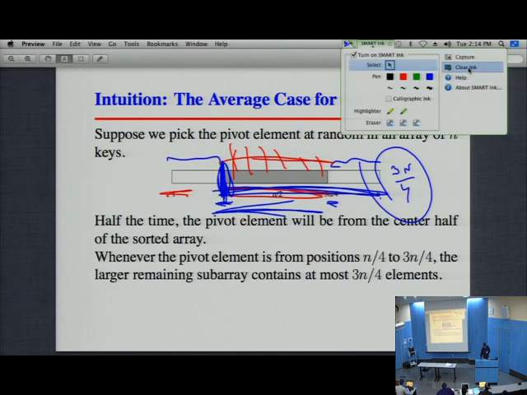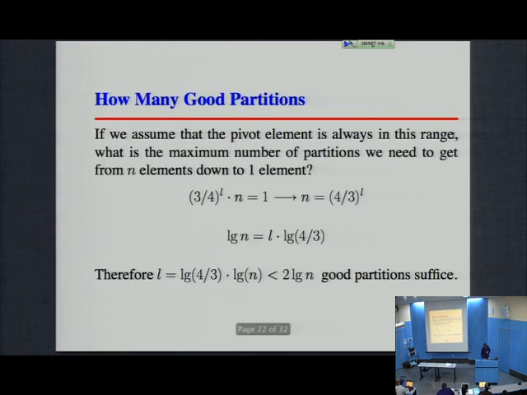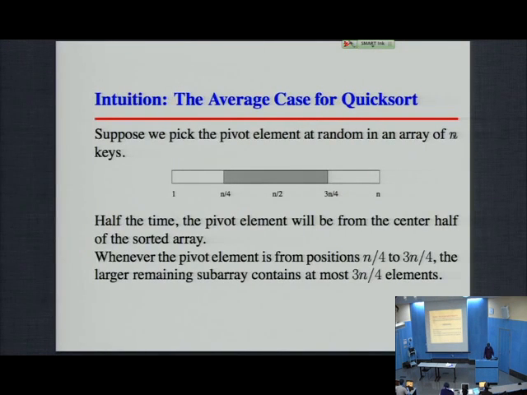Let me keep going. So let's say I always pick the worst possible good pivot. What would my tree look like if I always picked the worst possible good pivot? At first, the whole array would be of size n. What would be the biggest piece the second time around? How big would it be? 3/4 n. Suppose I do it again. What's the biggest piece going to be the second time? 3/4 of 3/4 n. Does everybody see that? Or 9/16 n.